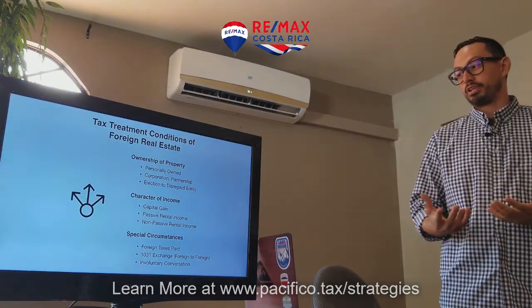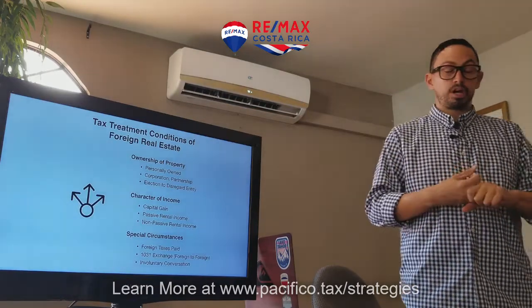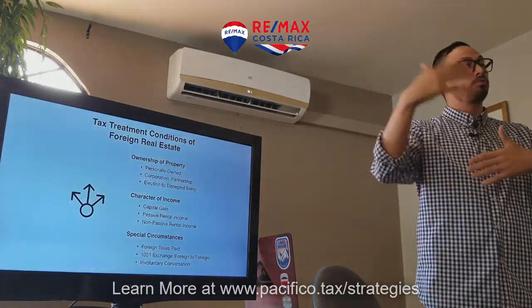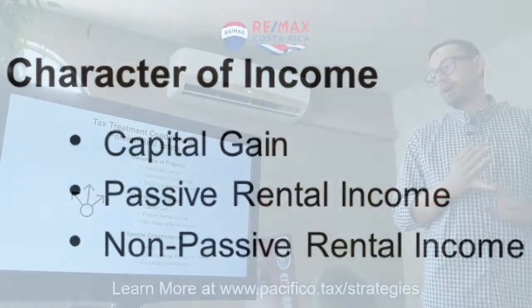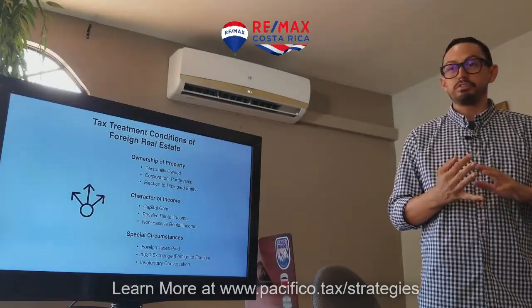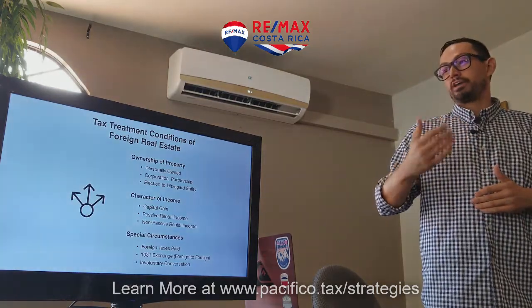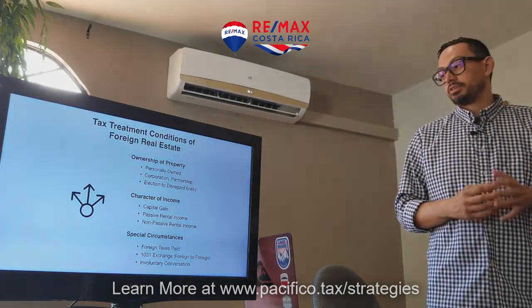And then there's character of income. There are generally three characters of income. It's either a capital gain, so you purchase a property, you fix it up, you flip it and sell it. That's capital gain income. There's passive rental income, passive meaning you're not active, you're sitting back and it's being rented out. And then there's non-passive. That means you're actively managing the property and you have a more active role in the management and rental of the property. So that's the character of income.